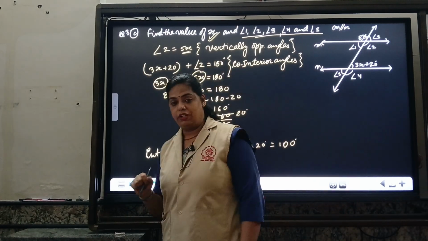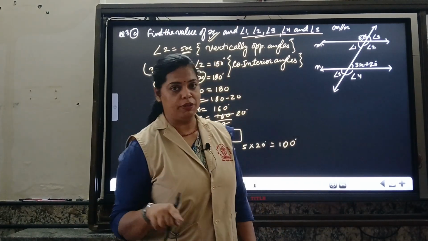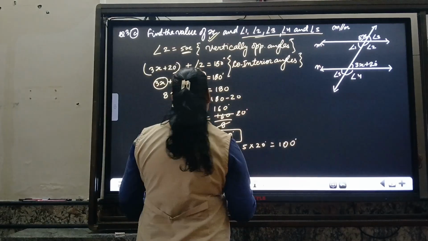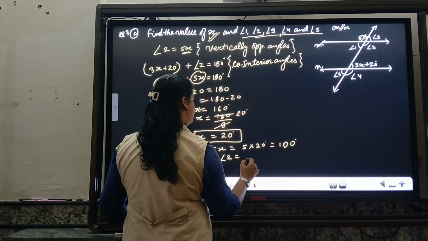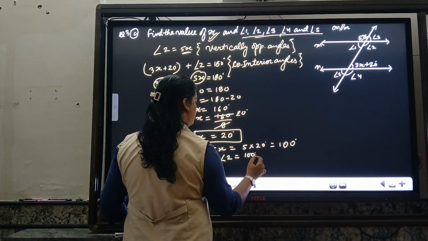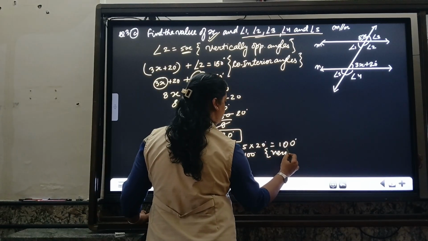And we have the relation between 5x and angle 2 because these are vertically opposite angles. So we will write angle 2 is equal to 100 degree because we have proven earlier vertically opposite.